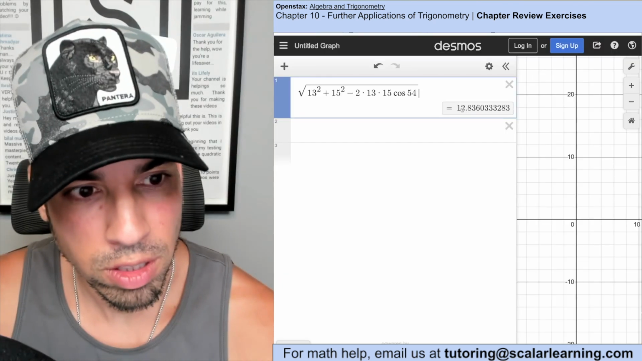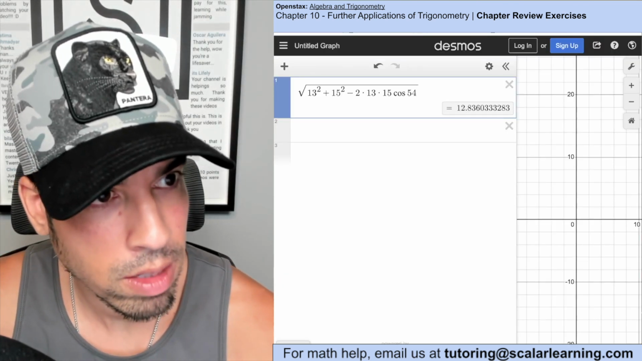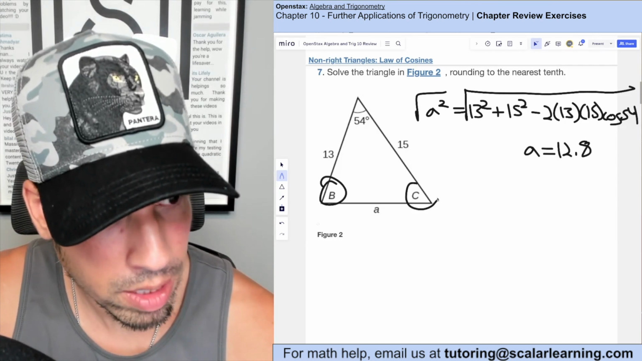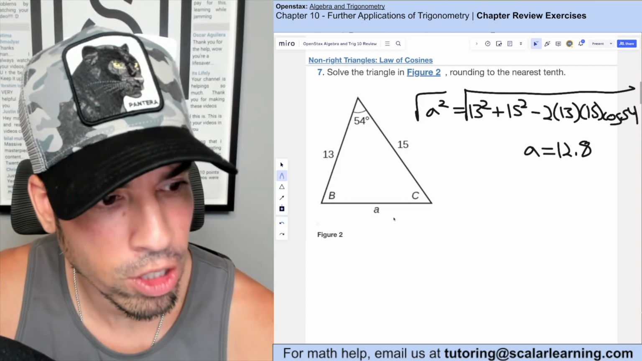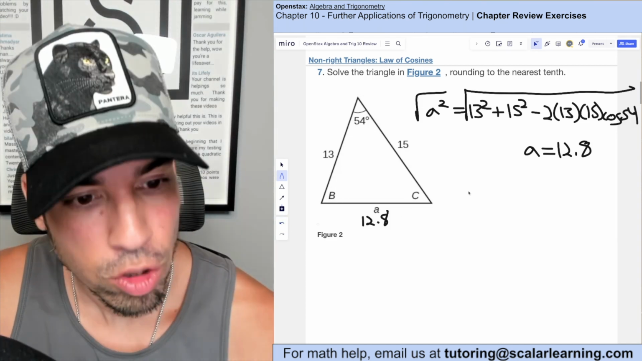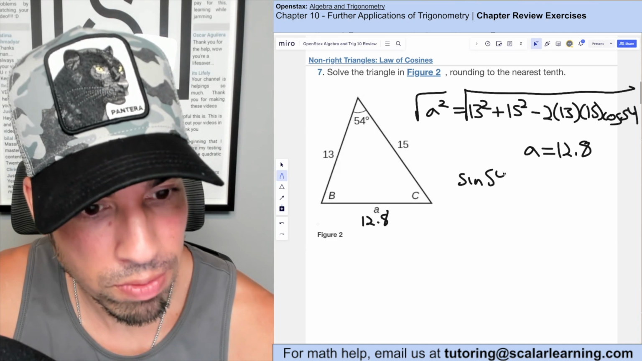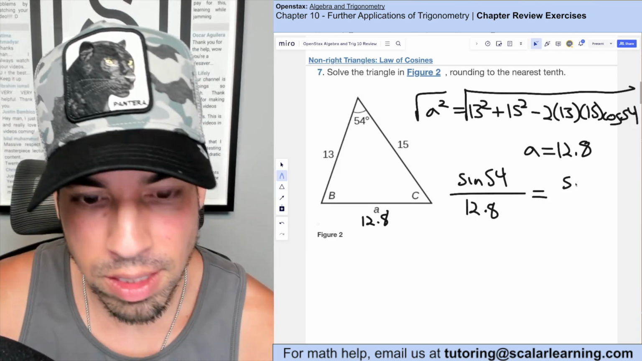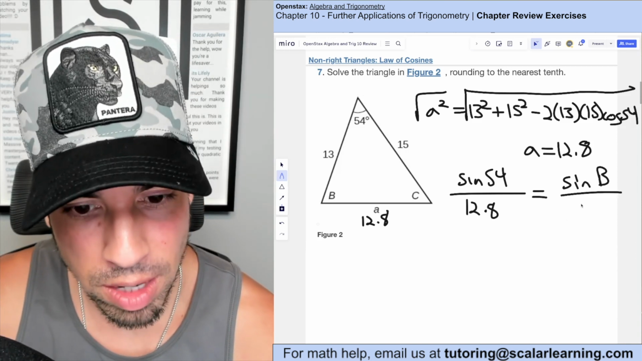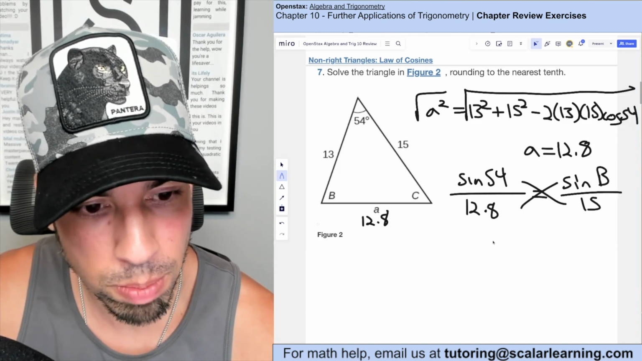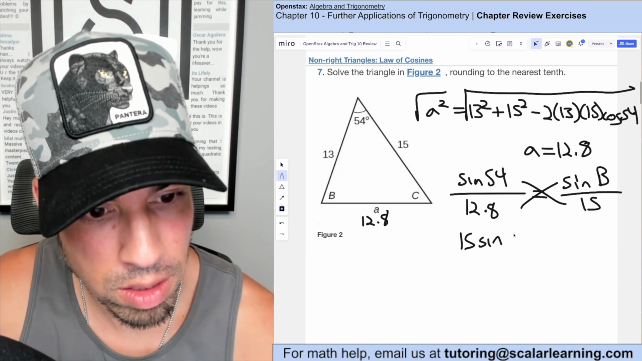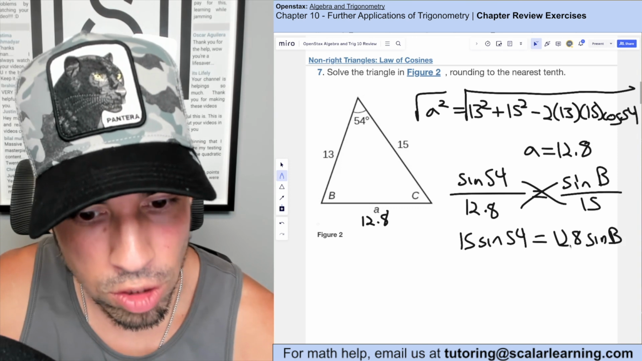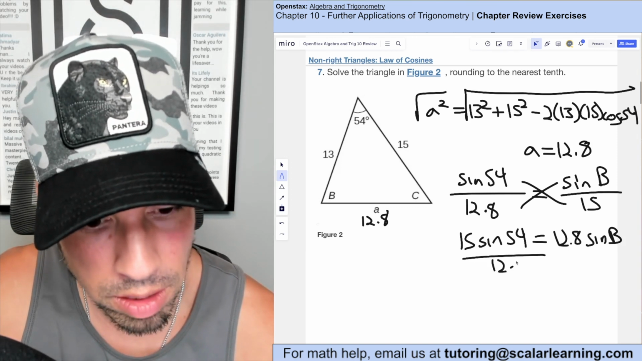Rounded to the nearest tenth gives us 12.8 for that side. So A equals 12.8. Now we just have to find the missing angles, B and C. To find the angles, I'm actually going to use law of sines now. So we're going to say sine of 54 over the opposite side, 12.8, equals, and I'm going to choose B next, sine of B over its opposite side, which is 15. We cross multiply, and we get 15 sine of 54 equals 12.8 sine of B, like so. We're going to divide by 12.8 and get rid of that there.